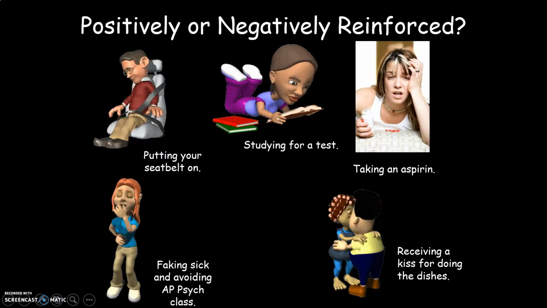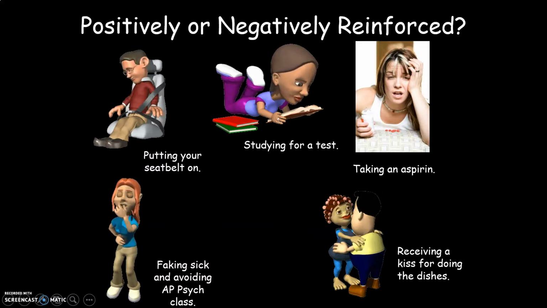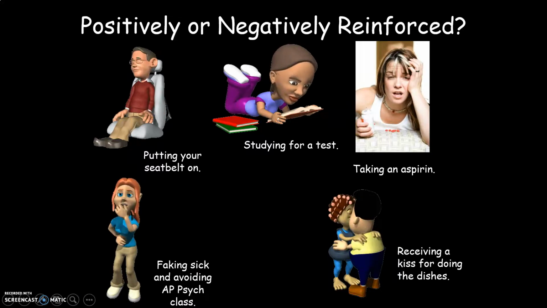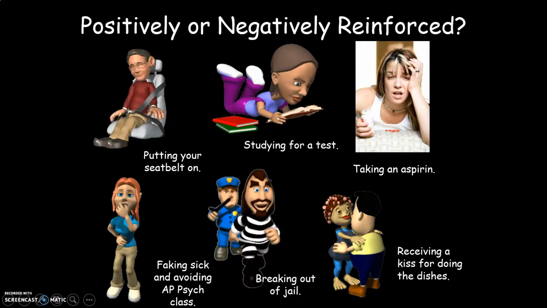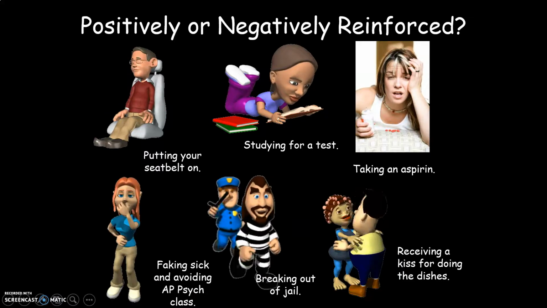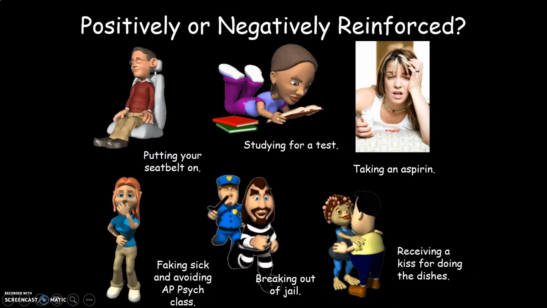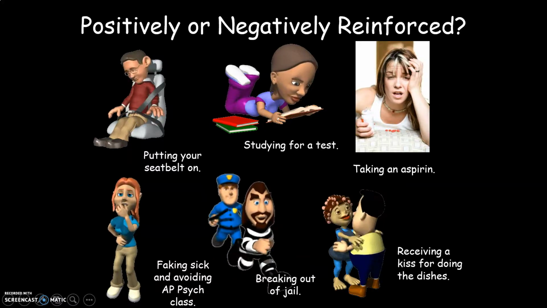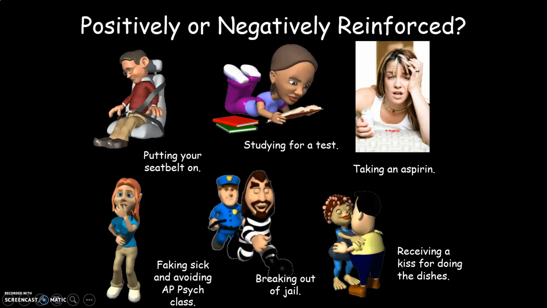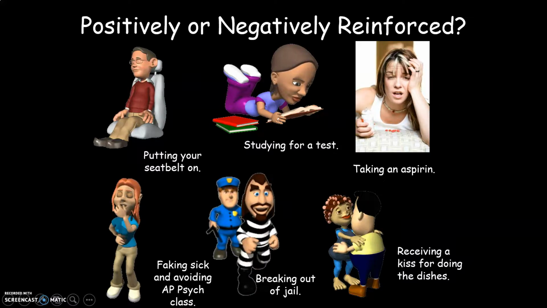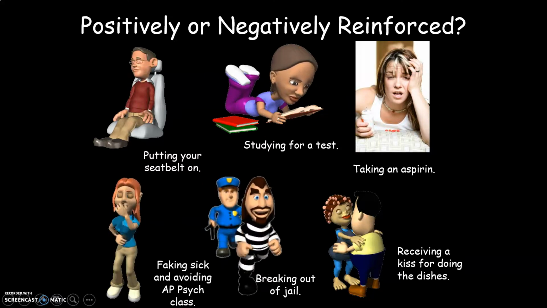The person studies for the grade. It's just what are they studying for? Is it to avoid the bad grade, or is it to get a good grade? Same thing with this example here. Someone breaks out of jail. Well, if they're breaking out of jail to gain freedom, freedom would be the pleasant stimulus, so it would be positively reinforced. If they are breaking out of jail to avoid the confinement of jail, then it would be negatively reinforced. Again, in both cases the behavior is repeated, but you have to look very, very carefully at what the stimulus actually is.